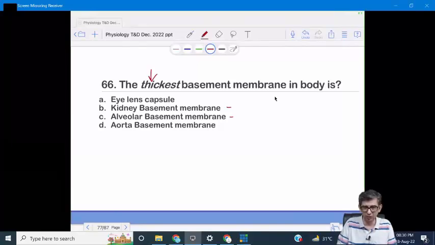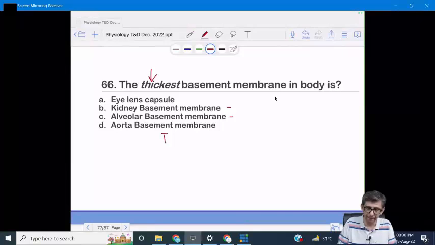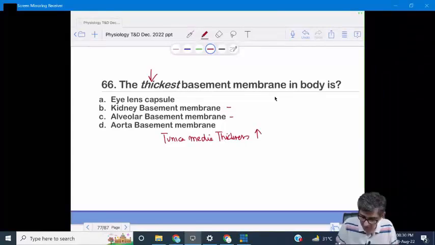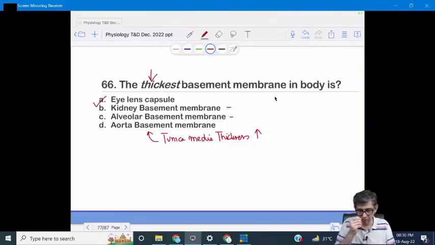The impression is that the aorta will have a lot of connective tissue. Agreed, but in the aorta it is mainly the tunica media. It is not the basement membrane, but the thickness of the tunica media that is relatively more, which prevents any kind of damage. So the correct answer by exclusion is the eye lens capsule, which is the thickest basement membrane in the body. Answer to 66 is A.